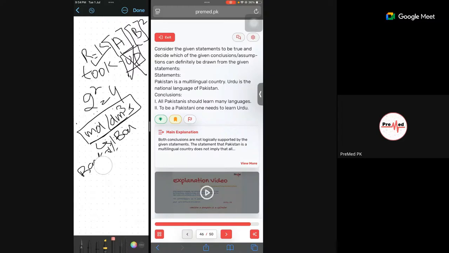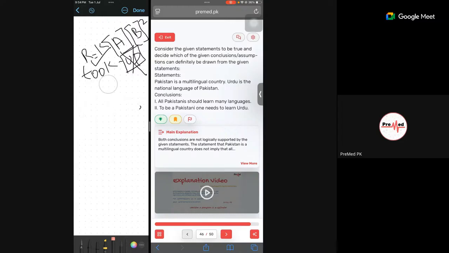We have the statement: Pakistan is a multilingual country. Urdu is the national language of Pakistan. So the conclusions are: all Pakistanis should learn many languages; to be a Pakistani, one needs to learn Urdu.